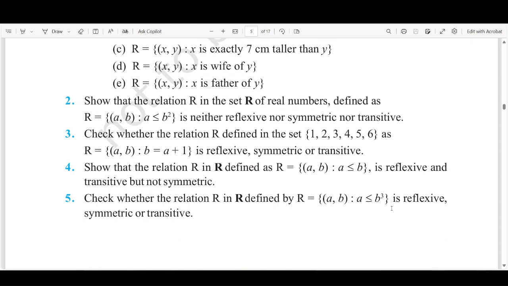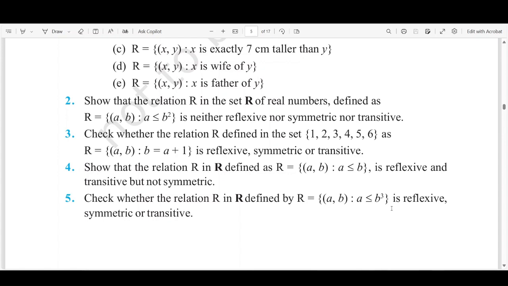D. R equal to the set of all ordered pairs (x, y) such that x is wife of y. So if you take only one element, we cannot say x is wife of x itself. Therefore, the relation R is not reflexive. If you take two elements x and y such that x is wife of y, you cannot say y is wife of x. Therefore, the relation R is not symmetric.